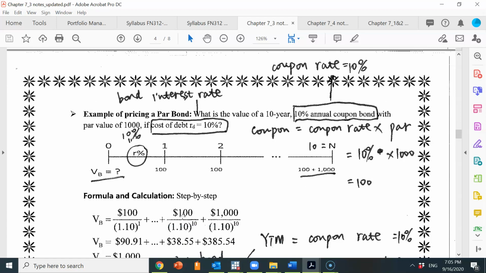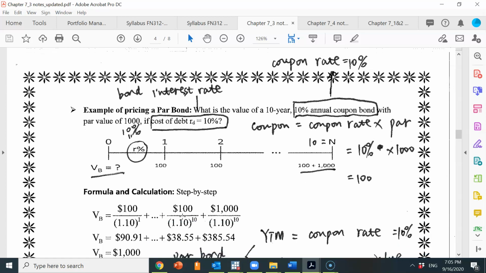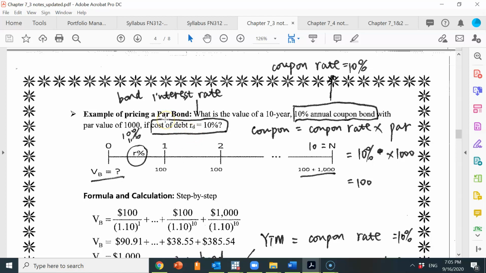Let's look at another example of evaluating the price of a bond. This time we're pricing a par bond. What is the value of a 10-year, 10% annual coupon bond with par value of 1,000 if the cost of debt, RD, is 10%?